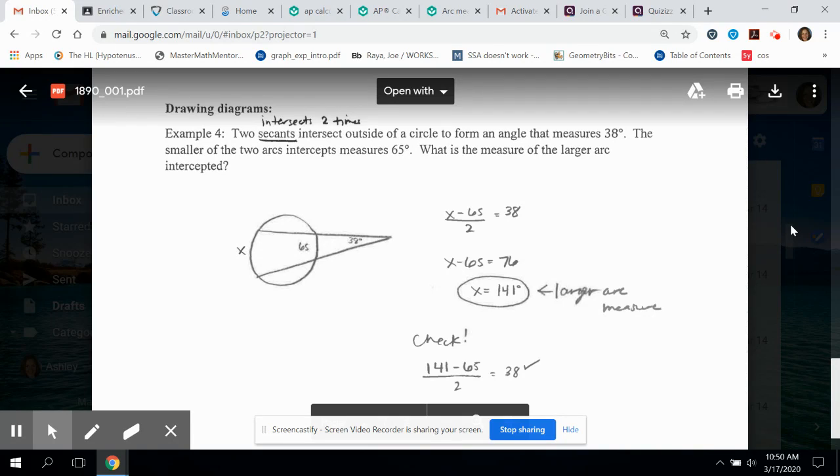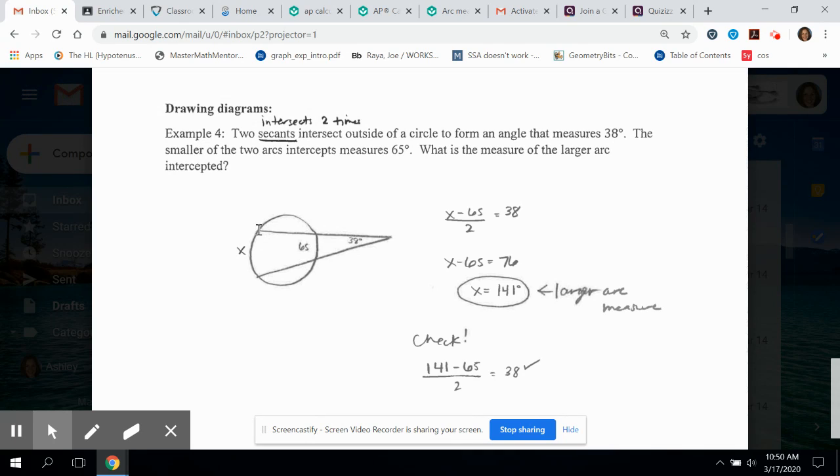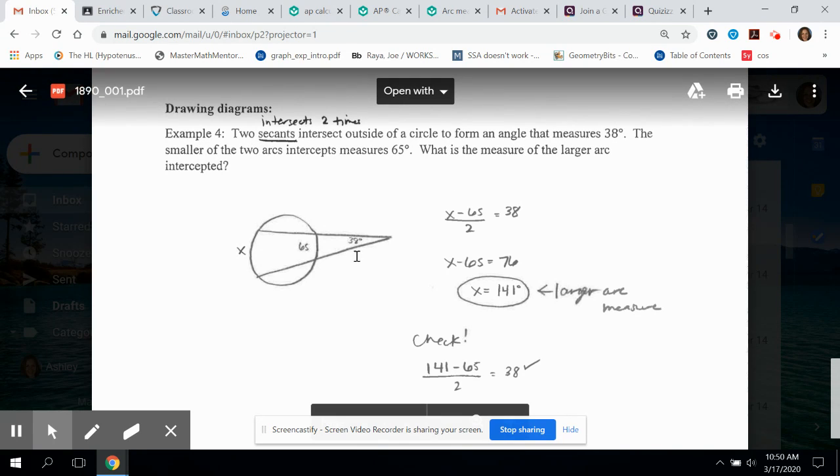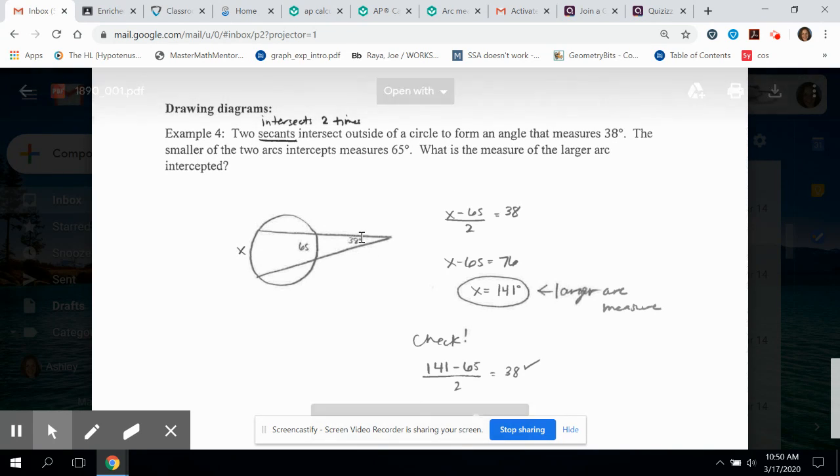So the first thing is, what's a secant? Well, it's just a chord that's been extended. So it hits a circle twice and goes outside the circle. So I have two of those. They meet outside of the circle. Secant, secant, same thing too, whatever gets in your head. They form an angle that's 38 degrees. I put my 38 degrees there.